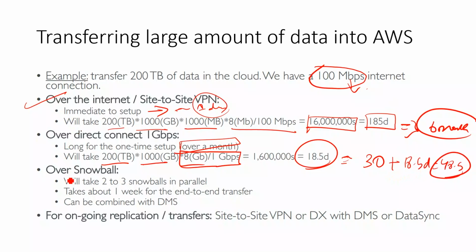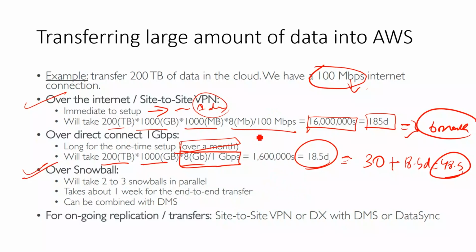But in this case, the Snowball family is actually going to work the best. Why? Because you just order 2 to 3 Snowballs in parallel. So it will take 1 week for end-to-end transfer. Only 1 week to transfer the data from your source to the destination cloud. And you can combine it with DMS. So the maximum wait time is 1 week.